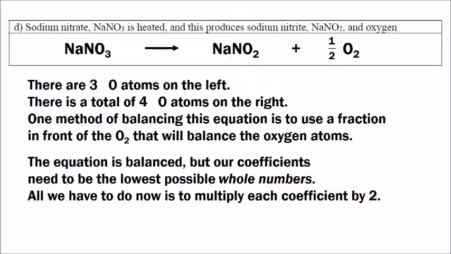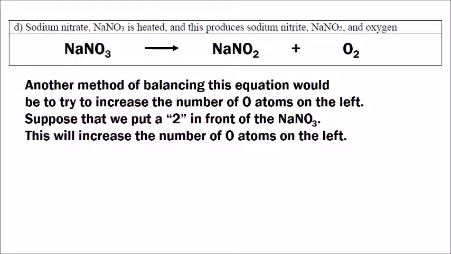So all we have to do now is multiply each coefficient by 2. So in the final answer for this particular equation, the coefficients are 2, 2, and 1, which is understood. We don't have to write a 1 as the coefficient.